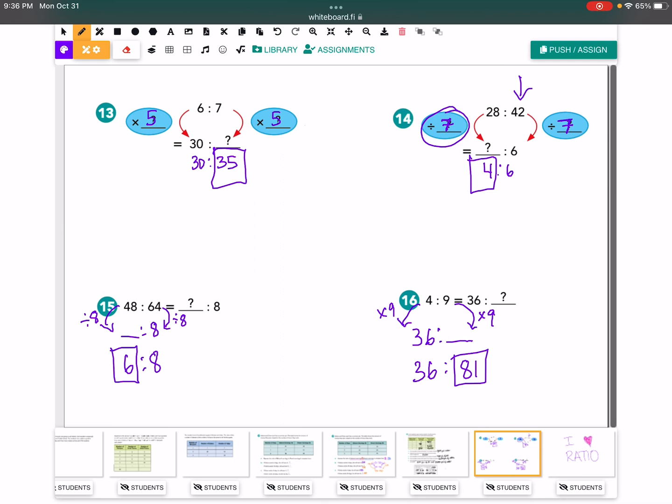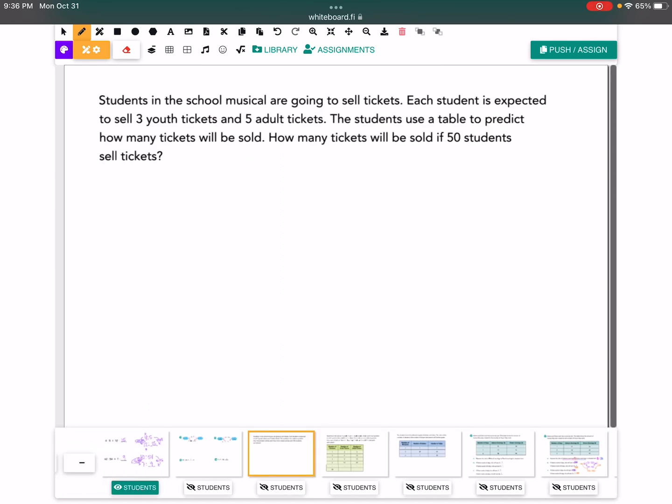And in item 16, you see that 4 times 9 gives you 36, and 9 times 9 gives you 81, which is our missing term. Did you get them right? I hope so. Well, let's go and see how we can make this apply in a real world situation.